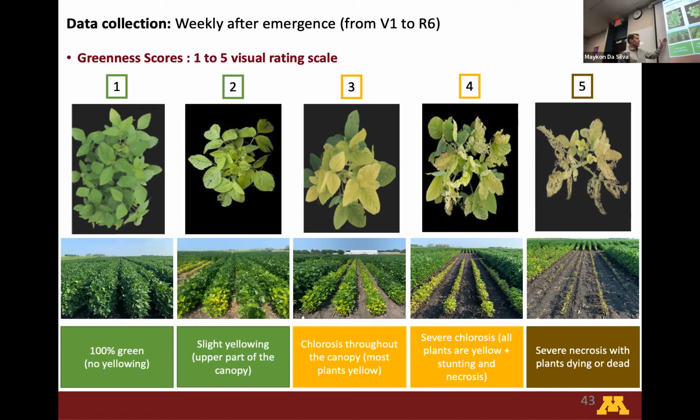In such a rating scale, a score of 1 indicates that the whole plot is green. There is no yellow. A score of 2 indicates slight yellowing, most likely in the upper part of the canopy where IDC initiates. A score of 3 indicates chlorosis throughout the canopy, with most plants being yellow. A score of 4 indicates severe chlorosis, with all plants being yellow, and some stunting and some necrosis. And a score of 5 indicates the most severe IDC symptoms, with a lot of necrosis, a lot of stunting, and even plants dying or dead.